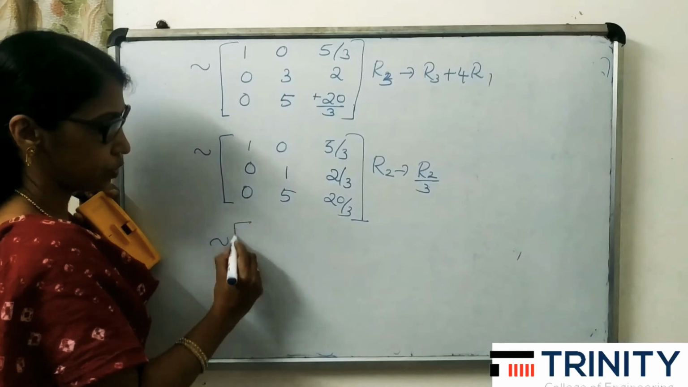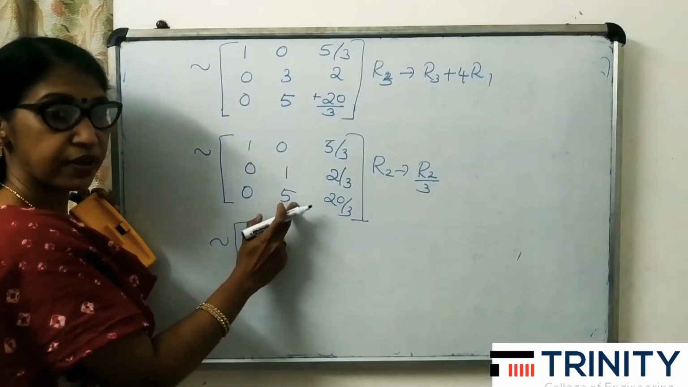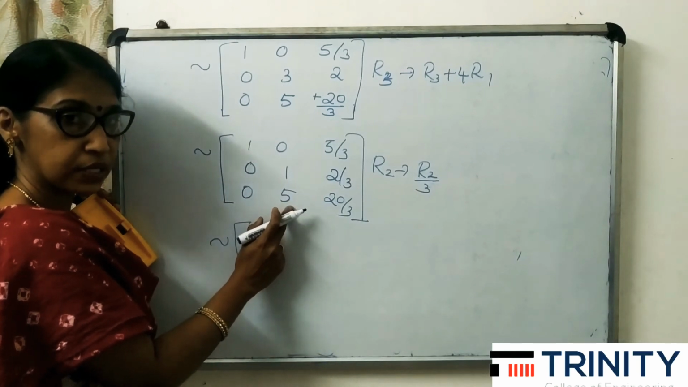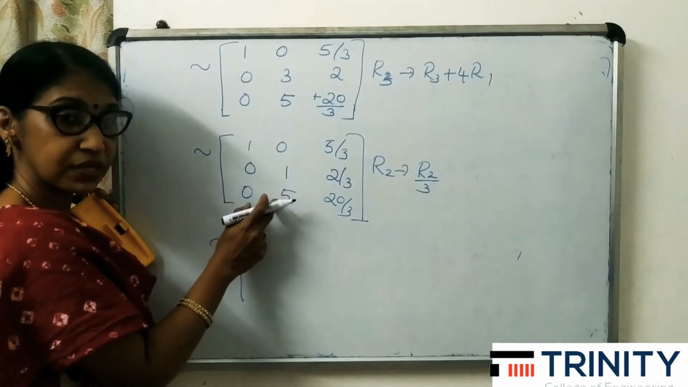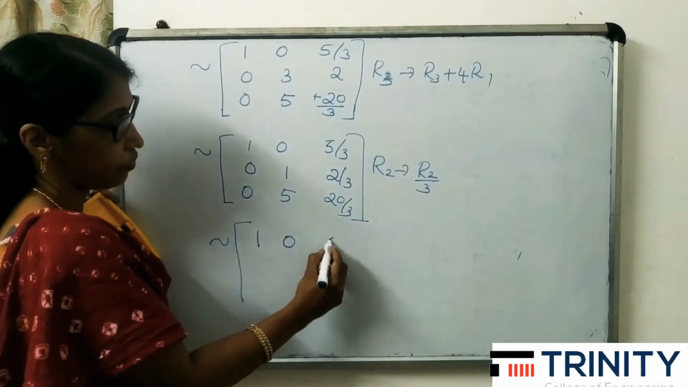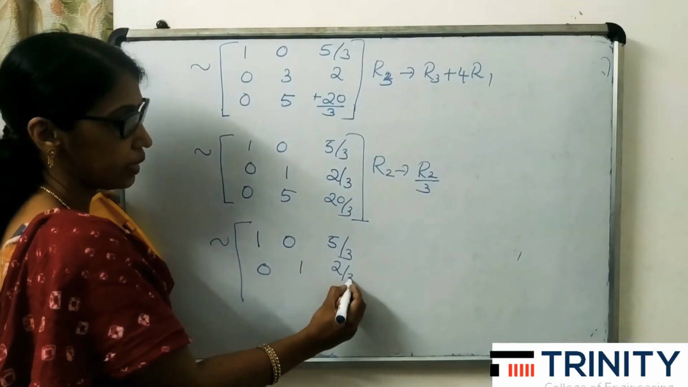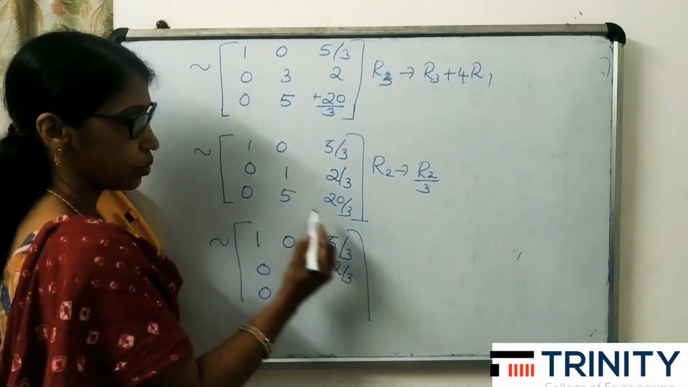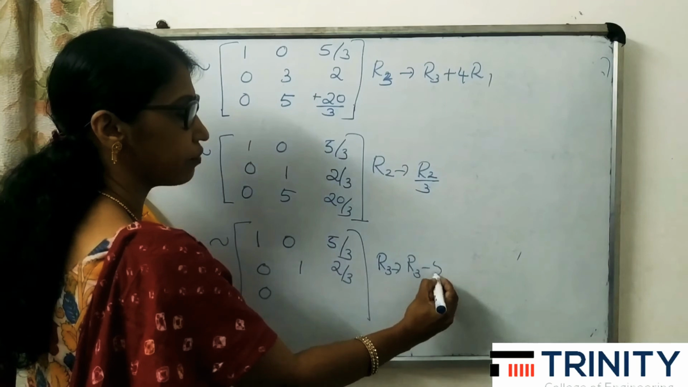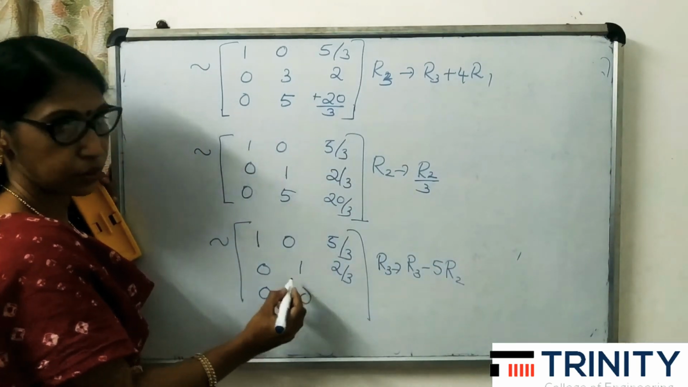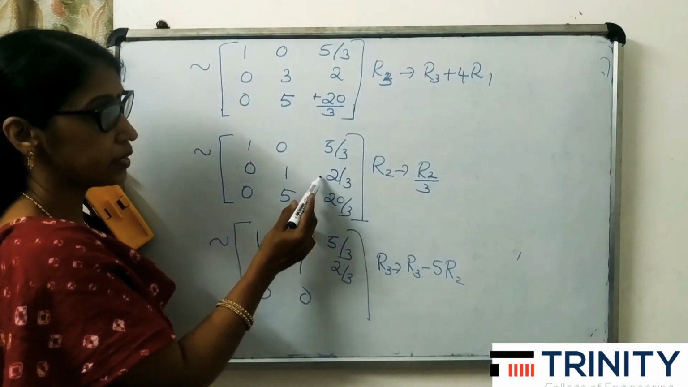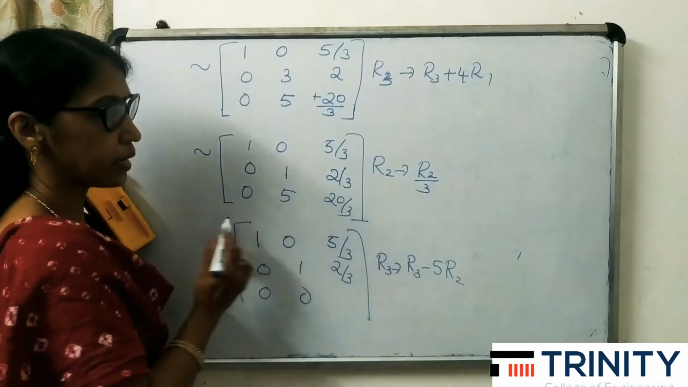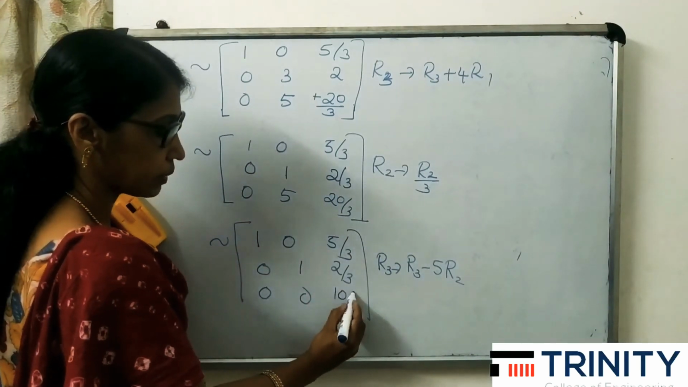Now what is the next step? We have to make this 5 as 0. The elements below the 1 must be 0. There is only one element, 5, and we have to make it 0. For that we multiply the second row by 5 and subtract it from this row. So we have 1, 0, 5 by 3; 0, 1, 2 by 3; and the third row. The transformation is R3 gives R3 minus 5R2. So this becomes 0, and multiplying by 5, 5 into 2 becomes 10, so 10 by 3. So 20 minus 10 by 3 gives 10 by 3.